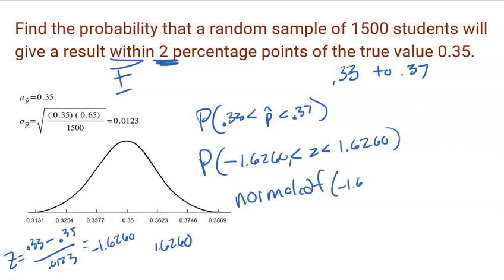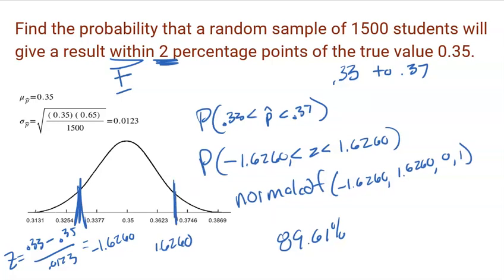I'm going to go from negative 1.6260 to positive 1.6260, mean 0, standard deviation 1. Pretty easy to do this on a calculator. And we get 0.8961. 89.61% of samples, not kids, remember this is showing samples, will be in between here and here, about negative 1.62 to positive 1.62.